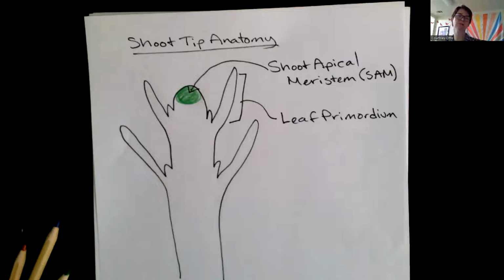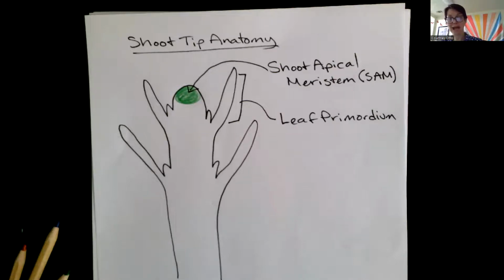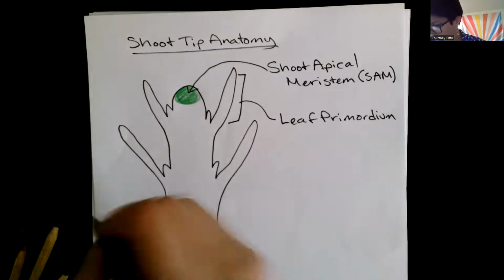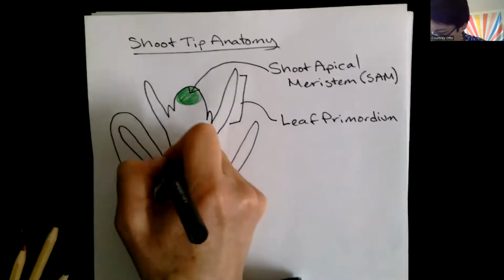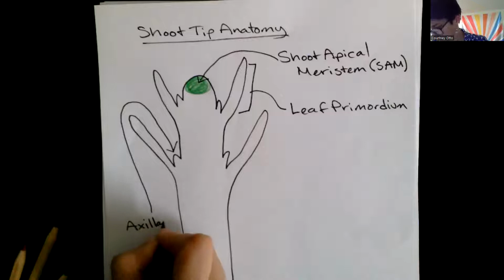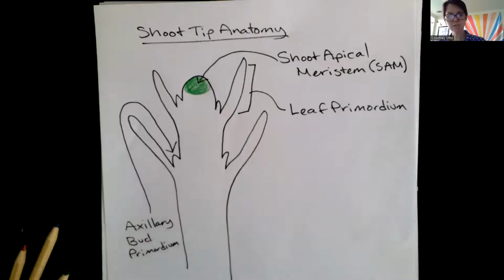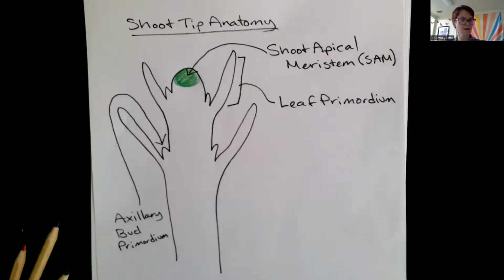You can see they're developed externally on our little shoot tip. You know about leaves already. You know that all leaves are going to have axillary buds. So inside those axils are going to be axillary bud primordia. Maybe I'll label this one. And I'm just using that word primordium to indicate that they're young and underdeveloped. So we can see those externally on our little shoot tip.